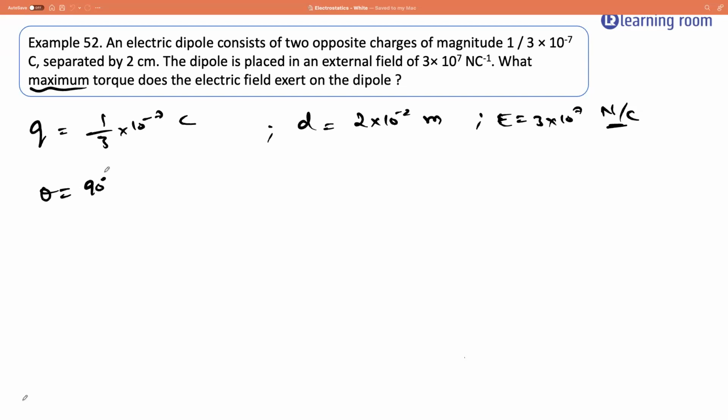So where else does this concept of maximum torque come in your physics? It comes in some other chapter also. Let's see. How many of you know this? I'll give you a hint, in 4th chapter. Magnetism. Magnetism is the name of chapter. Which concept does it come? Rectangular coil. Torque experienced. Galvanometer.